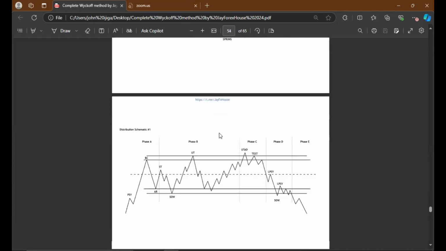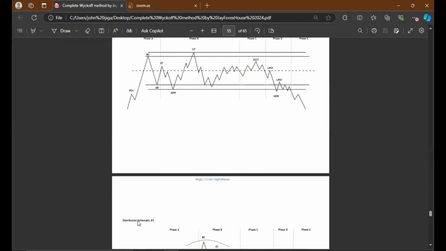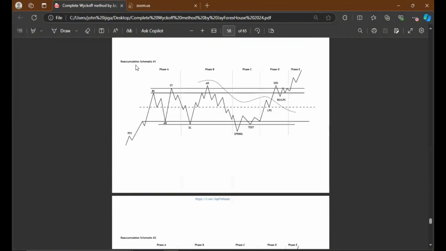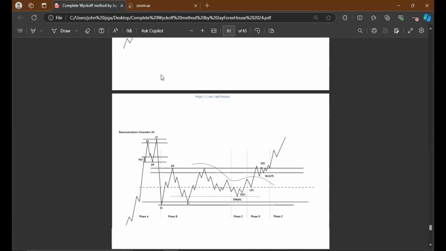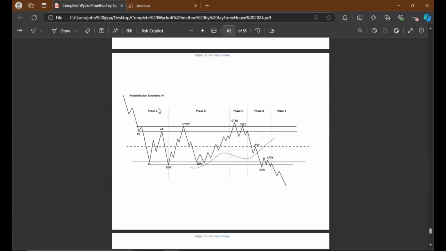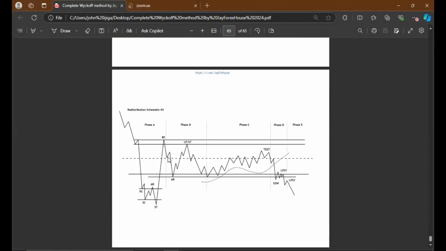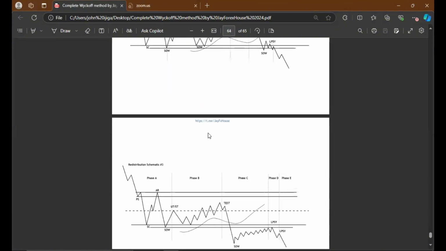And then we also have for distribution as well. And we also have for reaccumulation 1 to reaccumulation 4. We have from redistribution 1 to redistribution 4. So they're all available in the ebook.